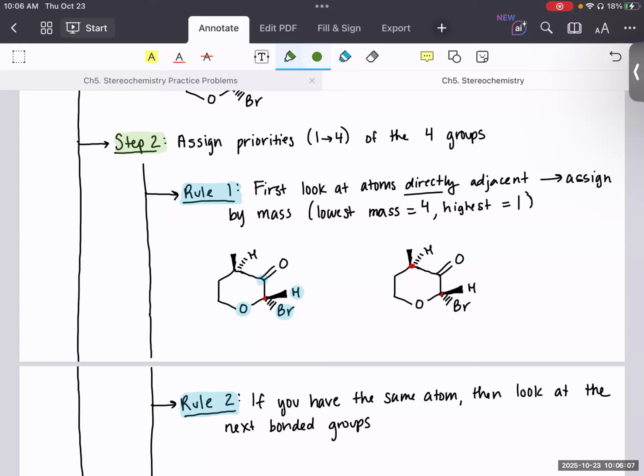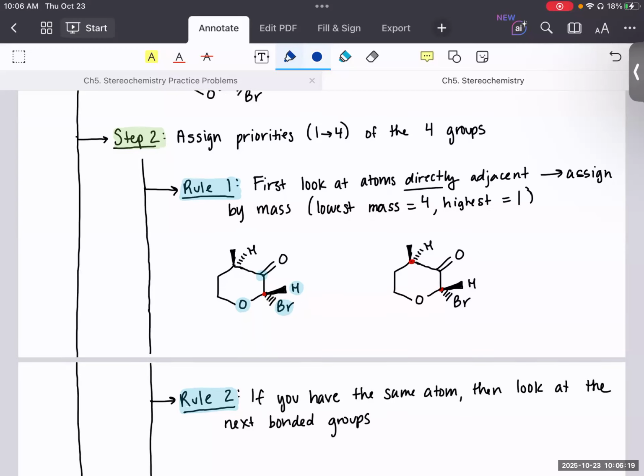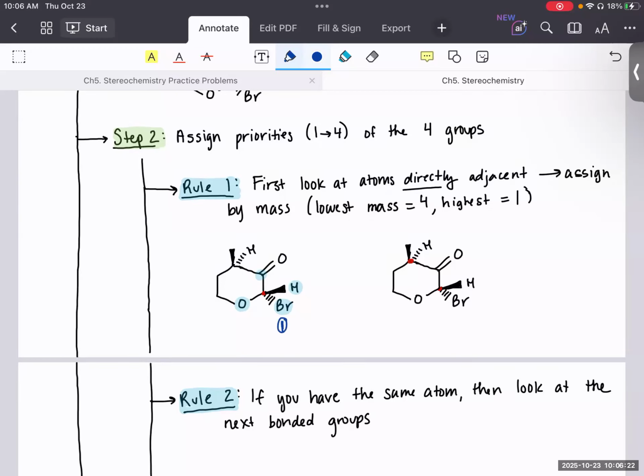And to assign the priorities, we take a look at the mass of those atoms. The lowest mass is assigned a priority of 4, while the highest mass is assigned a priority of 1. Bromine is going to be the highest mass, so it's going to get a priority of 1. The oxygen is the second highest, so it'll get a priority of 2. Then this carbon over here will be given a priority of 3, and the hydrogen as the smallest is going to be given a priority of 4. And so now we have 1, 2, 3, 4 assigned for that first carbon.